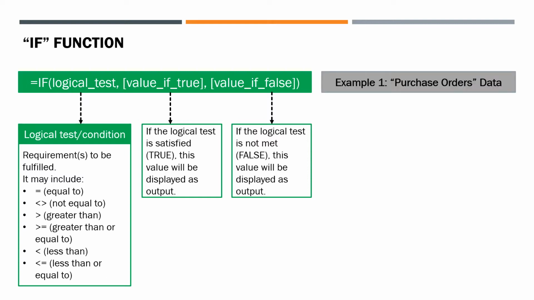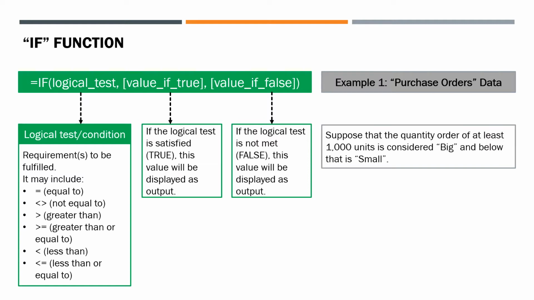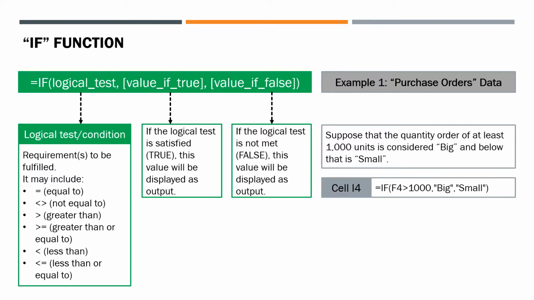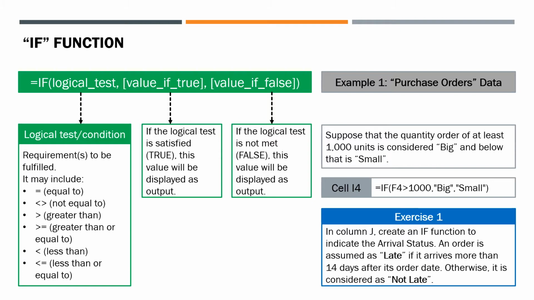For instance, you open the purchase order data and suppose that an order quantity of at least 1000 units is considered big and below that is small. We can use this formula, and I will show you after this slide how to use the IF function. And this is your homework. In exercise 1, please do this exercise.